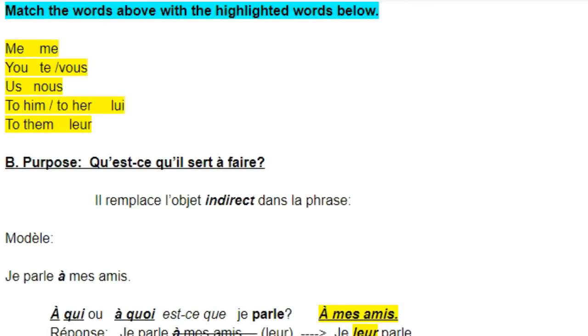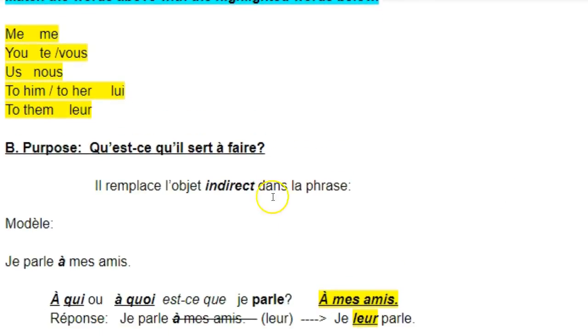Take a look at this statement here. Model says, je parle à mes amis. For whom, or for what, or to whom, or to what am I speaking? The translation would be, who am I speaking to? Who am I talking to? To my friends, to them. Leur, à mes amis, gets replaced with leur.